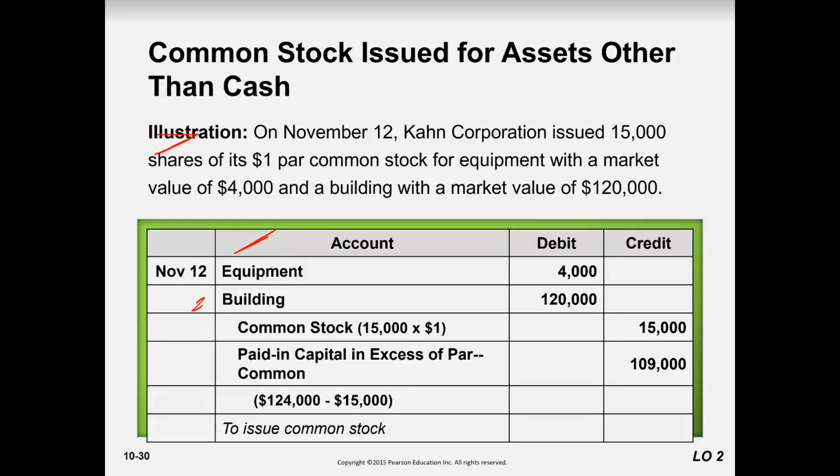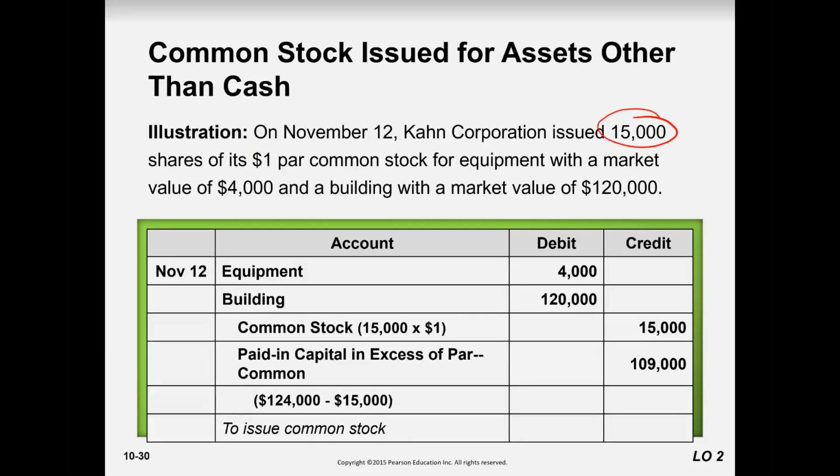So the illustration is on November 12, Khan Corporation issued 15,000 shares, one par value each, common stock for equipment with a market value of 4,000 and a building valued at 120,000. So did you receive cash? No. You receive building increase, debit 120,000. Equipment increase, debit 4,000. And common stock increases, credit side 15,000.